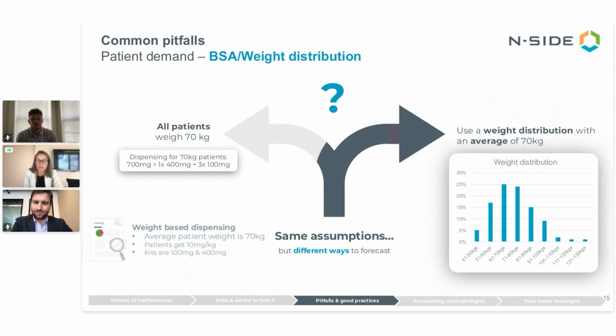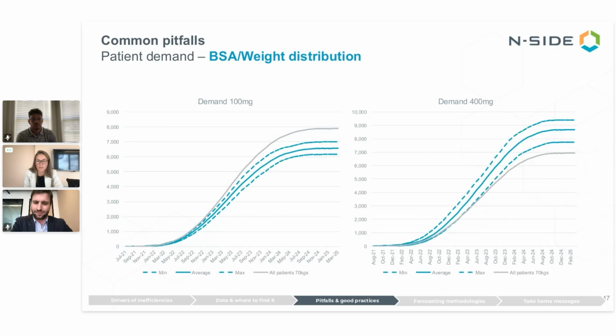So you might come with, in this case, an overestimation of 100 milligram kits and underestimation of the 400 milligram kits. So that's the whole balance between using the data, and you see here that's the same assumption, and choosing to cover it in the most efficient way for your accuracy, for your forecast to be as accurate as you can with the information you have.